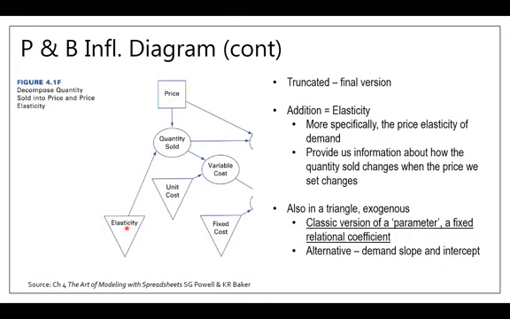It's called the elasticity. The elasticity here in the triangle is the sort of classic version of a parameter. It's a relational coefficient that tells us how one thing responds to something else, and it is a fixed value. And so, in that sense, it deserves its triangle. And there's an alternative to that. That's the demand, slope, and intercept. So you don't have to use elasticity.